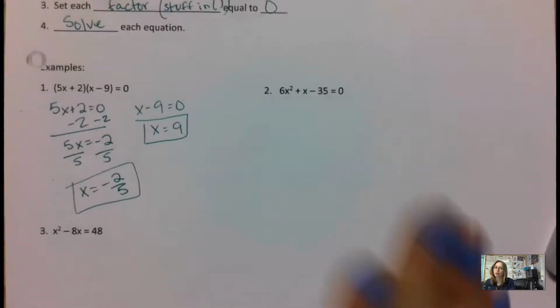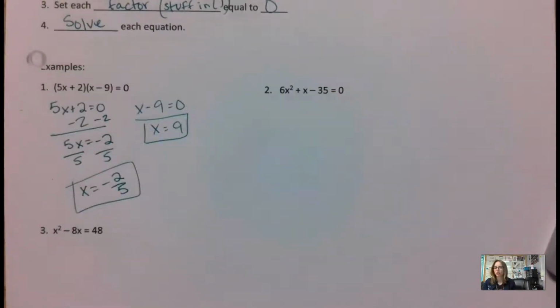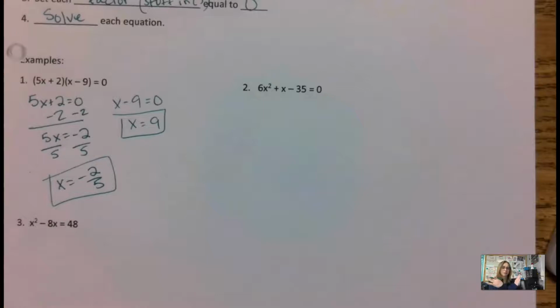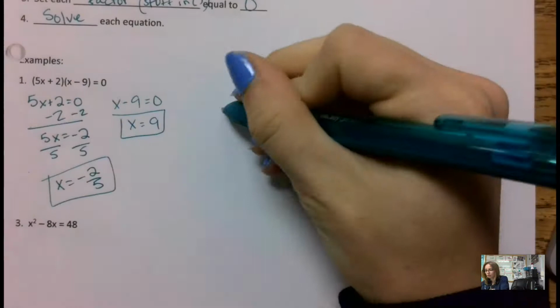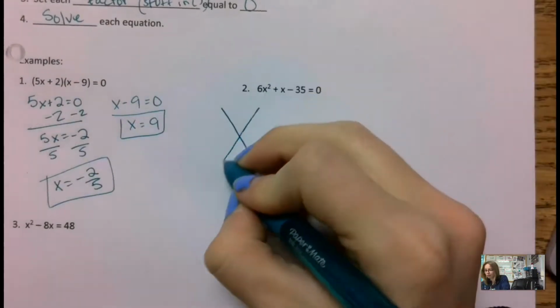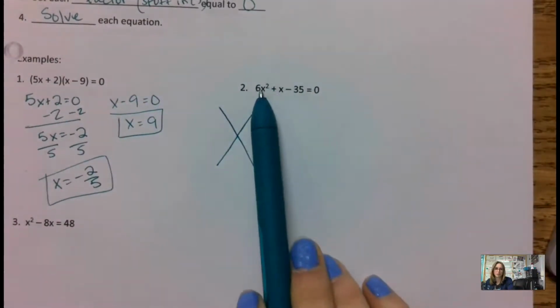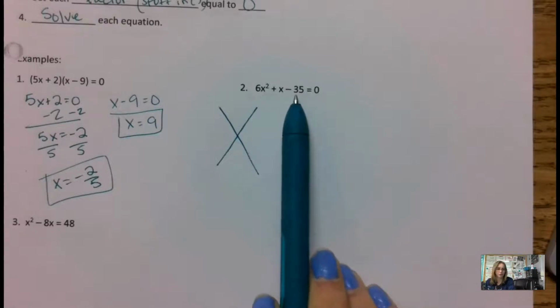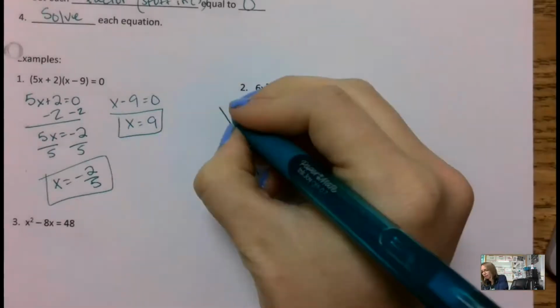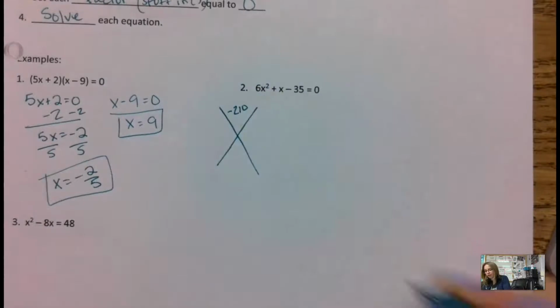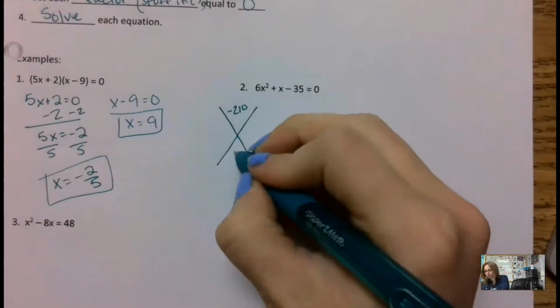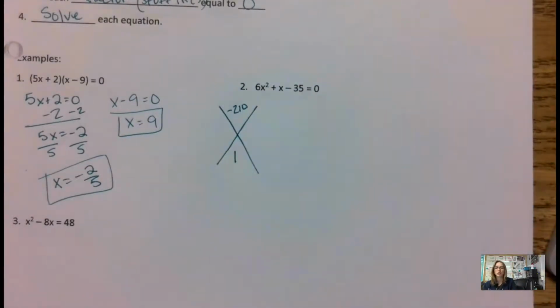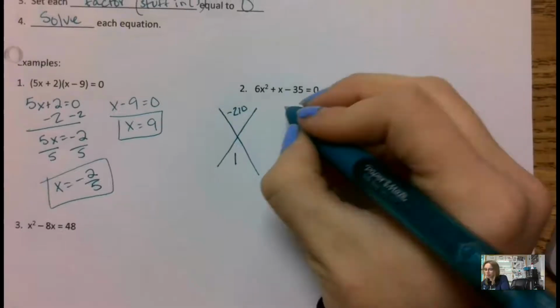And oh no, we have to factor. So guess what? We're going to do the x method or the AC method, whatever you prefer to call it. I'm going to draw my x, and I'm going to multiply 6 times negative 35, and we end up with negative 210, and then at the bottom we're going to have 1. Now we need to list our factors.